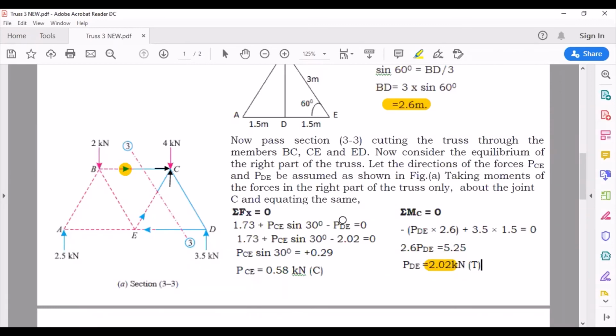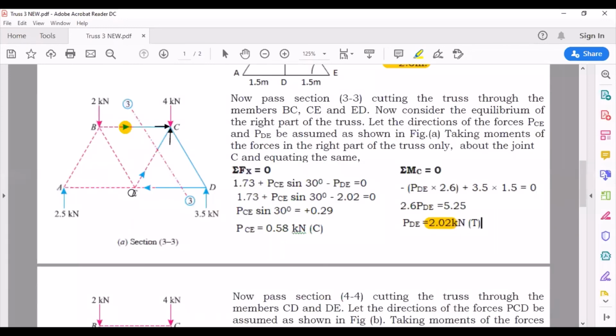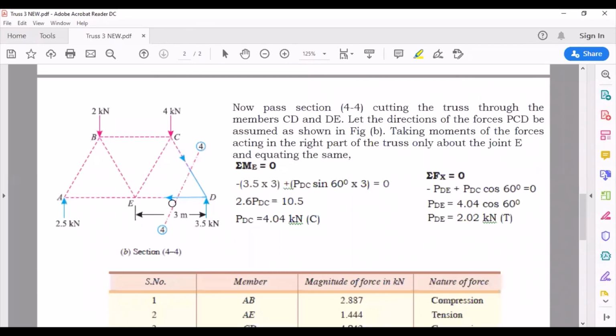Nature is compression. So finally, the last section, which cuts CD and ED. Now actually in this you have calculated ED, and we see that the direction is moving away from D. The same is being shown here. I do not know the member force for CD, therefore I am assuming the direction. So this direction is assumed here.